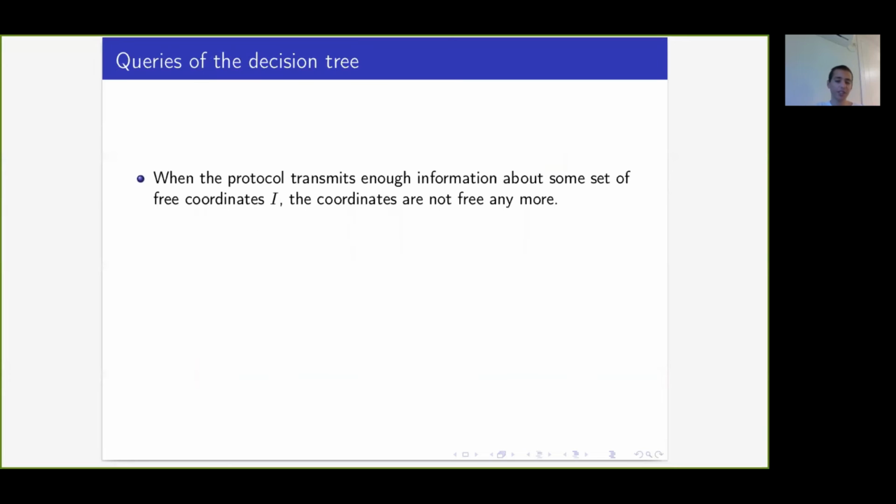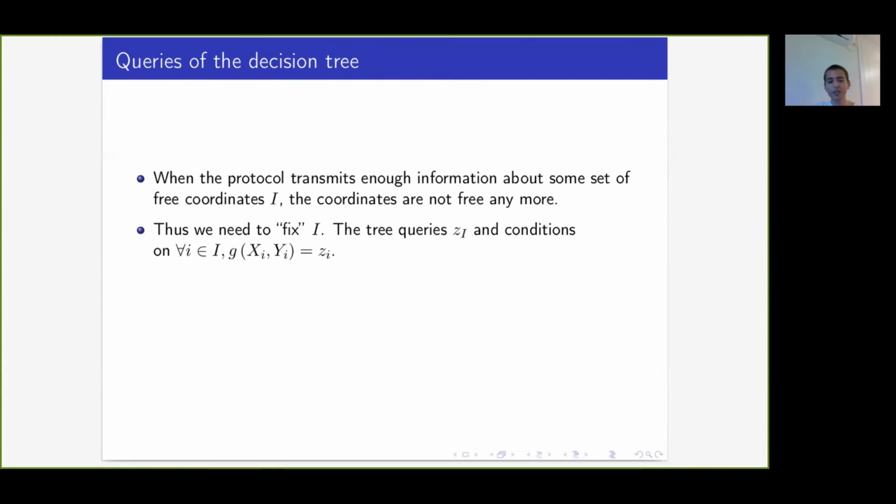As the tree runs the simulation, the simulated protocol might transmit enough information about some set of coordinates I so that those coordinates are not free anymore. To preserve structure, we need to fix this set of coordinates. To do so, the tree queries z on the coordinates of the set I and conditions x and y on the event that g of xi and yi is equal to zi for each coordinate in the set I. Intuitively, this corresponds to the case where the protocol just computes g on the coordinates in I.